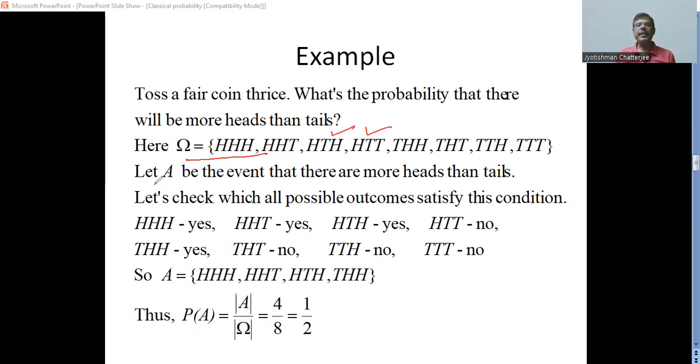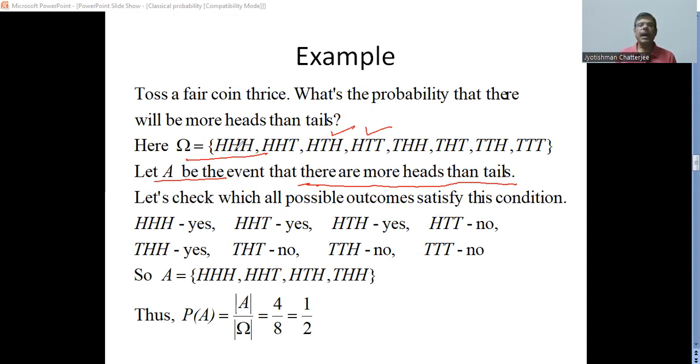Let us consider the event A, which is: there are more heads than tails. This is the event. The event says there are more heads than tails. We know that any event is either a description or the exact subset. That's how an event can be designated. Here we are describing the event as there are more heads than tails. Let's see what's the corresponding subset.